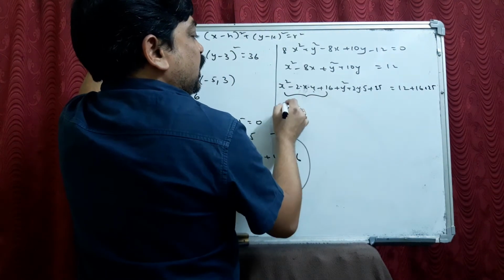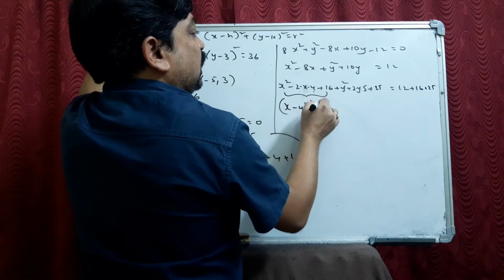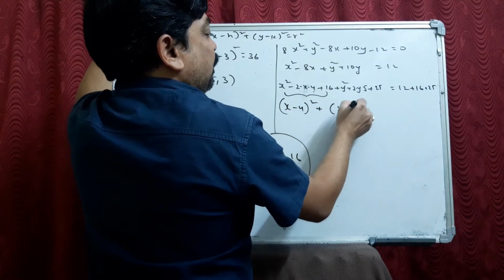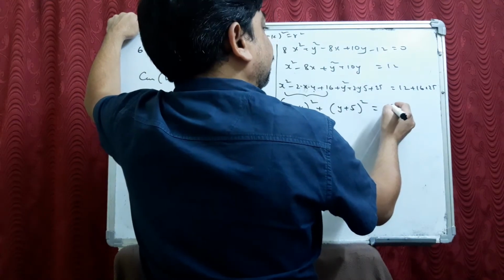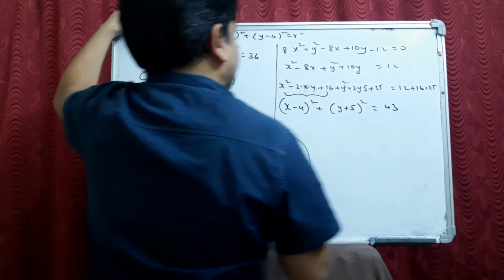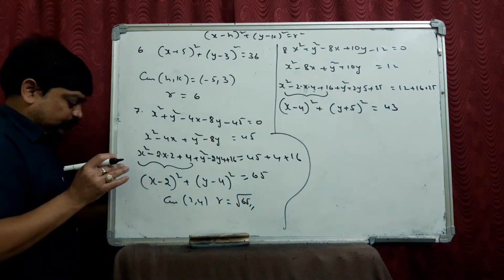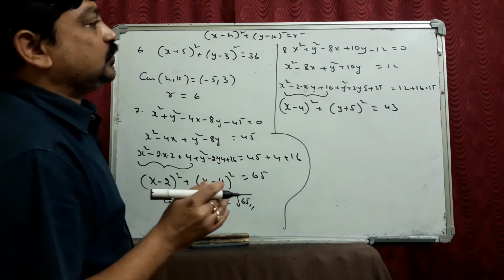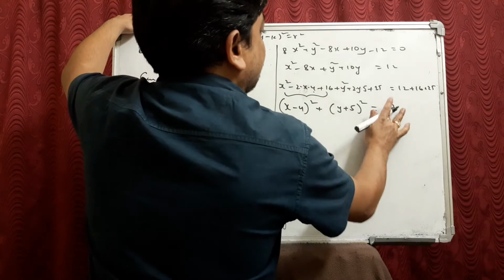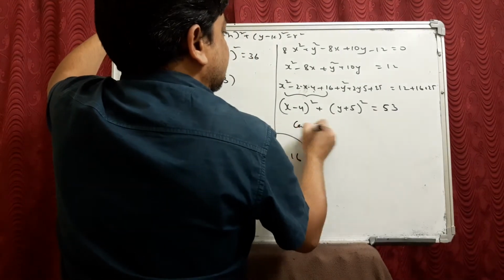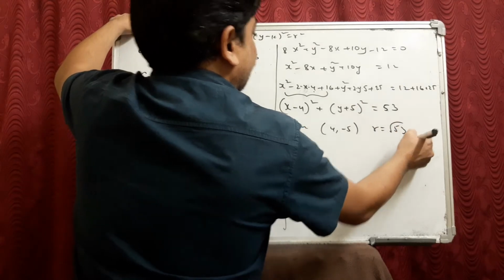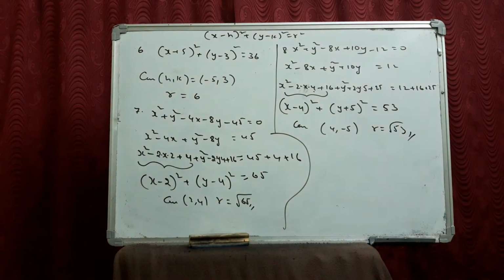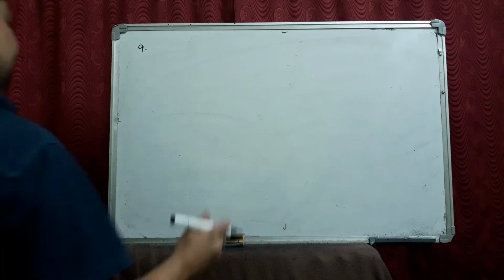First three terms become x minus 4 whole square. Next three terms become y plus 5 whole square. 12 plus 16 plus 25, 53. So it becomes center is 4 comma minus 5, radius is root 53. Okay. See the ninth question.